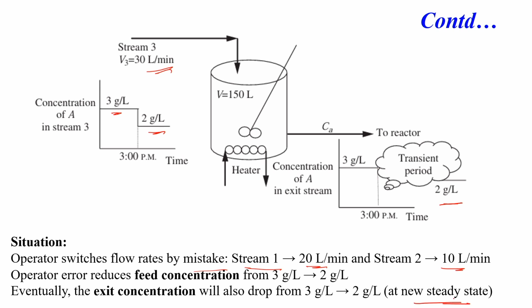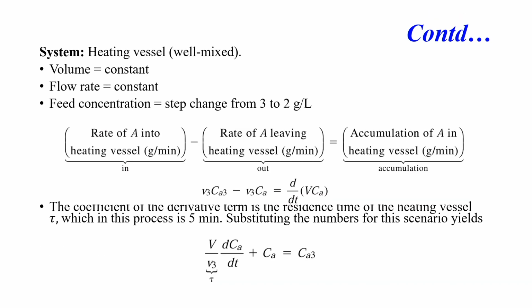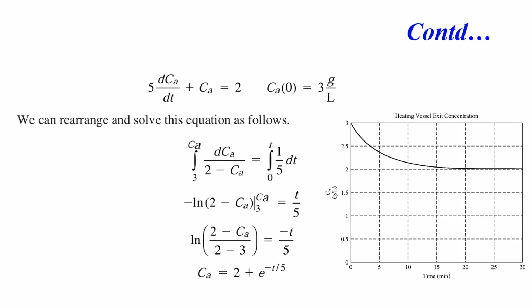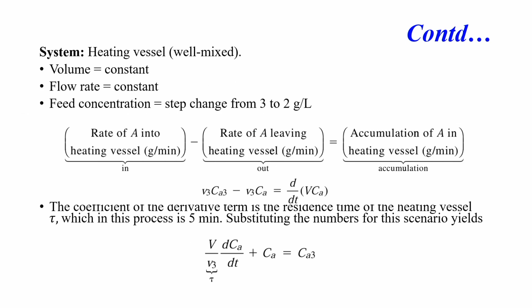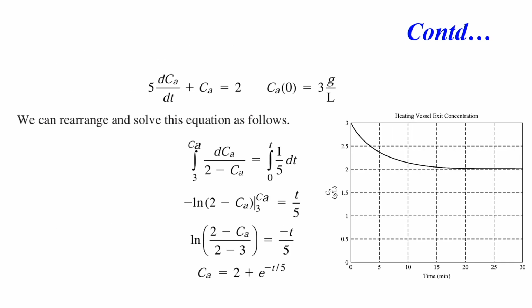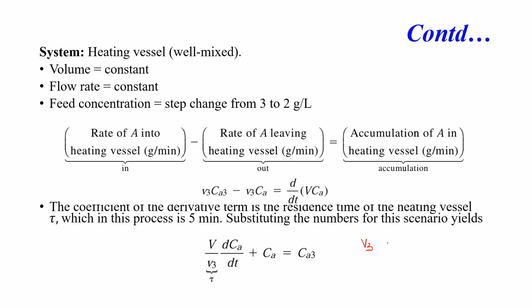So, what does it mean? It means a new steady state needs to be established. To see how long it will take to reach it, we can do this mass balance here. In the mixing vessel, what is entering there, inlet is V3 into Ca3, outlet is V3 into Ca. What is the rate of accumulation? Rate of accumulation is V into dCa upon dt. The volume is 150 liter.